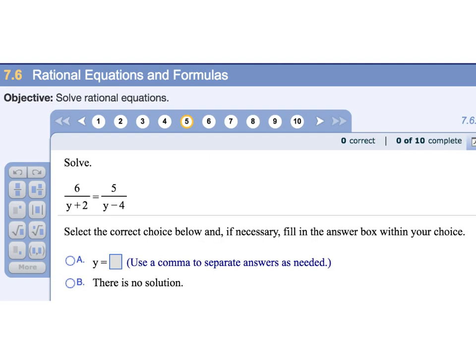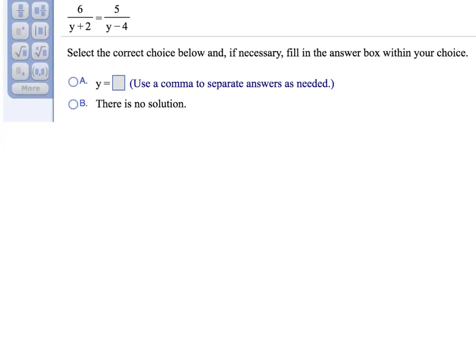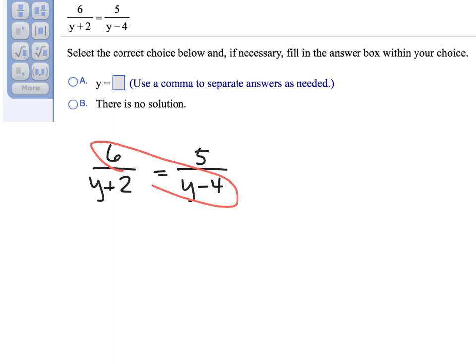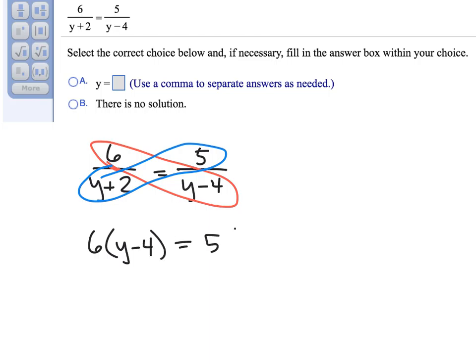And again, we have one fraction equaling another fraction, so that means we can use the cross products method. So you have 6 over y plus 2 is equal to 5 over y minus 4, and the cross products are going to be equal. So that means we've got 6 times y minus 4 is equal to 5 times y plus 2.